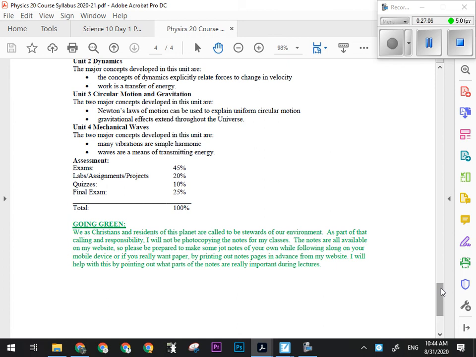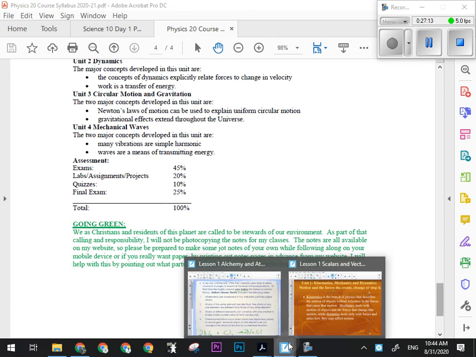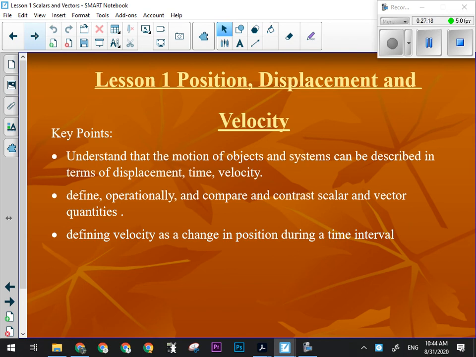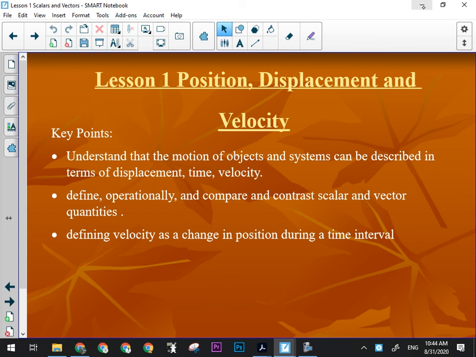So, if you can take out your phones and call up the notes package. We're going to get going on lesson 1 here. Anytime we're doing a lesson where I'm teaching you something new, this is what it'll look like. The title slide will have the lesson number, which will correspond to the lesson number in your notes package. So this is Unit 1, Lesson 1. And then there'll be key points.